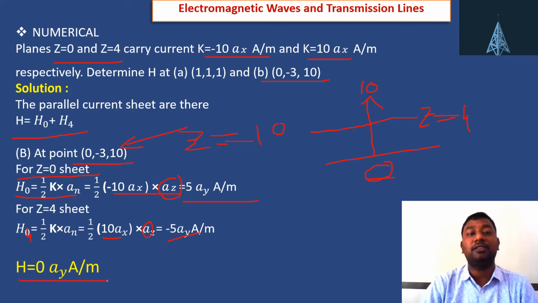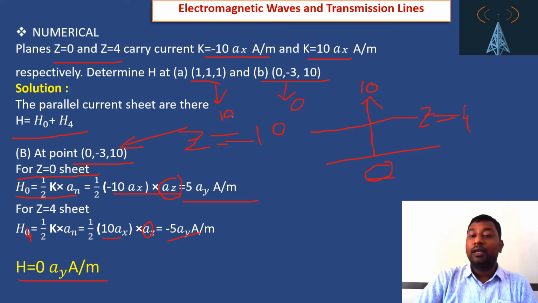Okay. So here we will see the h for the first point is 10 ay ampere per meter, and for the other point the value is 0. So this value is 10. Okay. Clear? Now we will solve another problem.